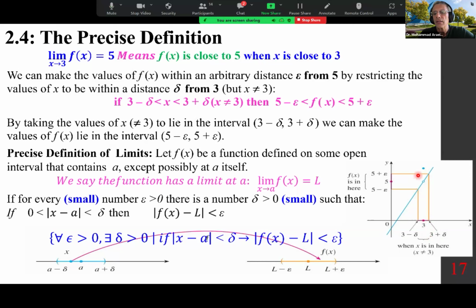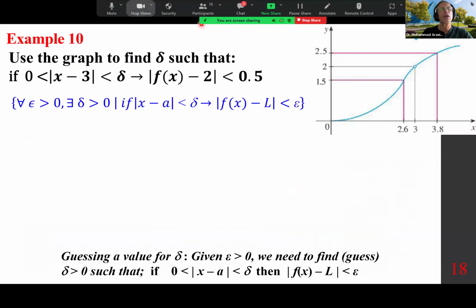So in this case, for example, number 3, it's within delta. This is 3 minus delta, this is 3 plus delta. The limit is 5. That means within some epsilon value, a small value, 5 plus epsilon, 5 minus epsilon. So if you pick any number that is in this vicinity, then we end up with the y coordinate in this vicinity. That's the concept, everybody. All right.